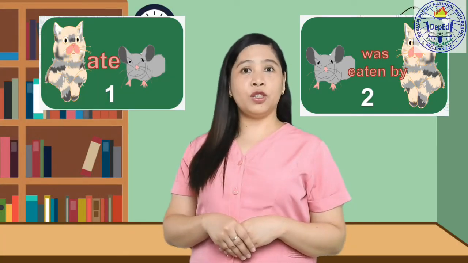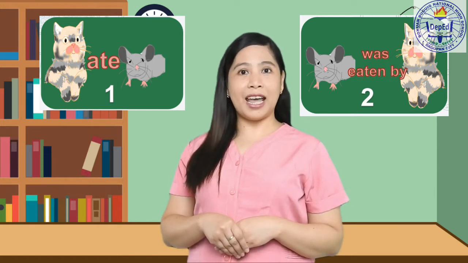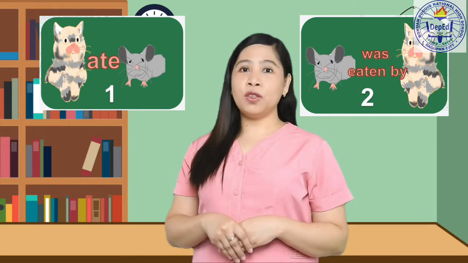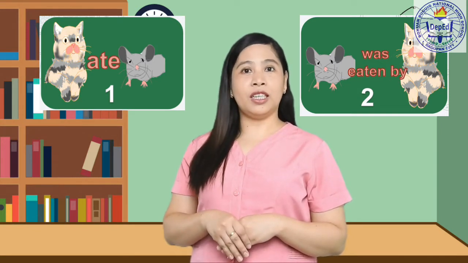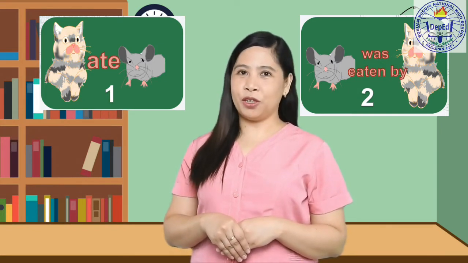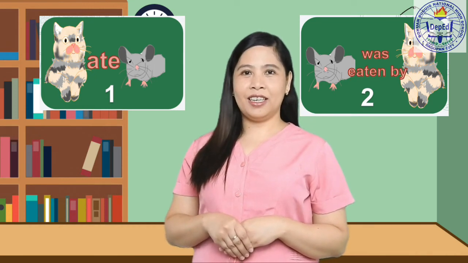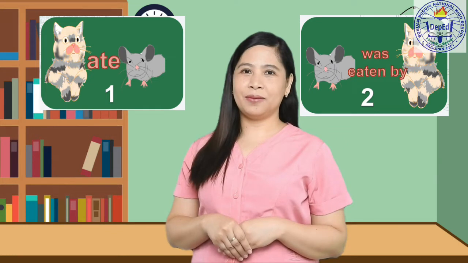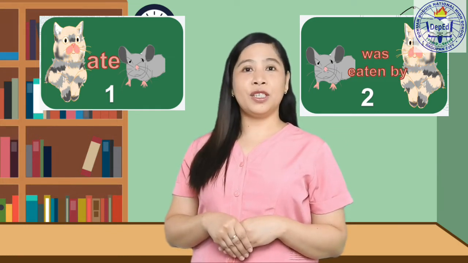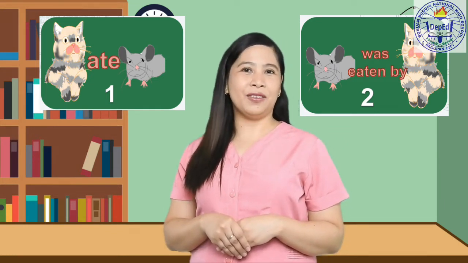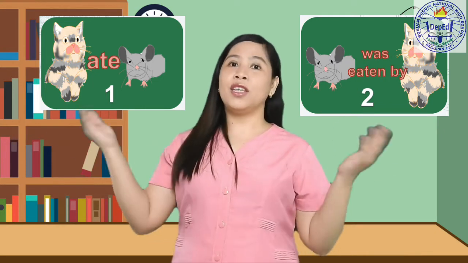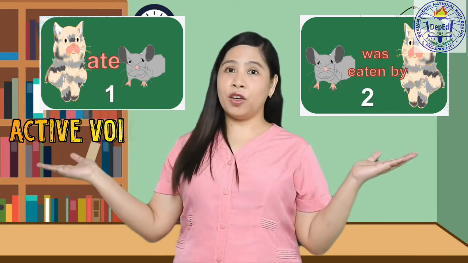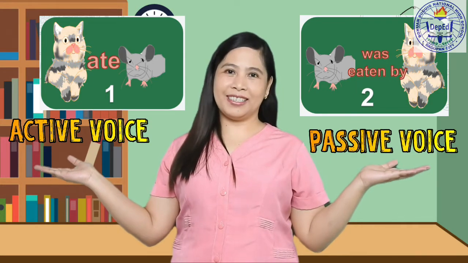Which picture do you think performs the action? Both pictures show that the cat is the performer of the action. Now, who do you think is the receiver of the action? The receiver of the action is the mouse. These pictures show active voice and passive voice.